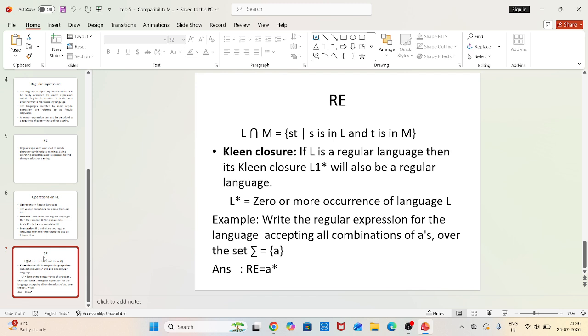So for an example, one question here. Write the regular expression for the language accepting all combinations of A's over the set summation equal to A. Here the answer is A star. Kleene closure contains all the strings including the empty string.